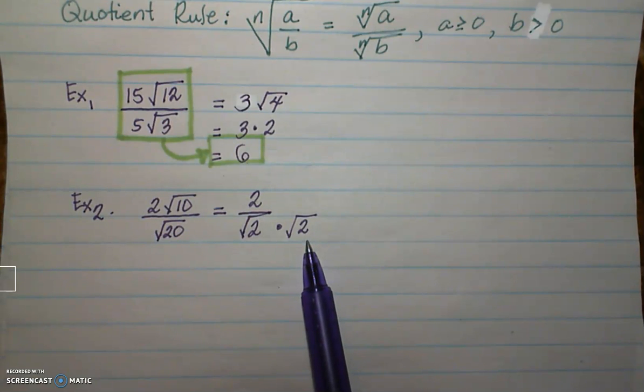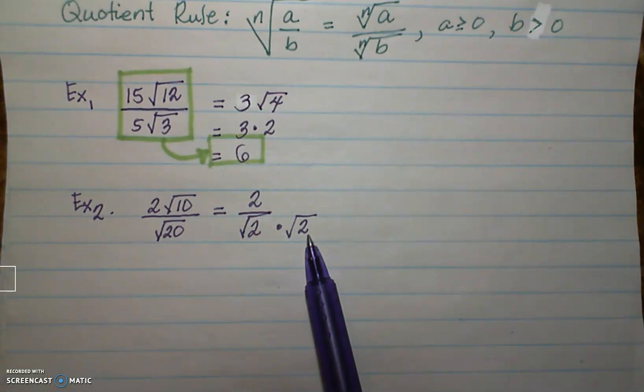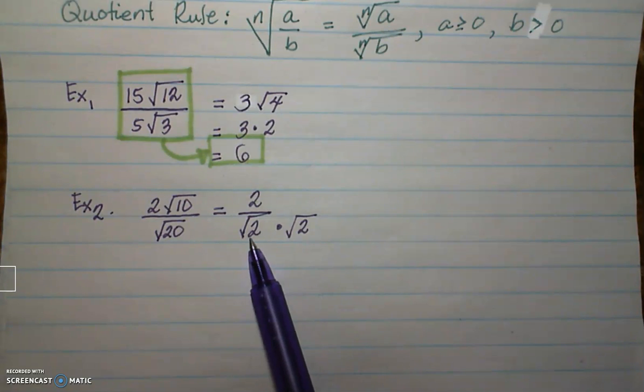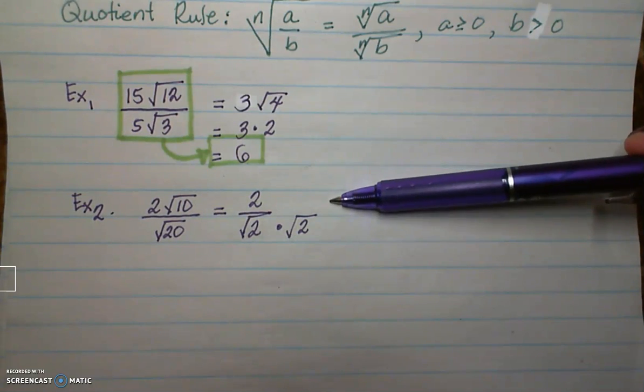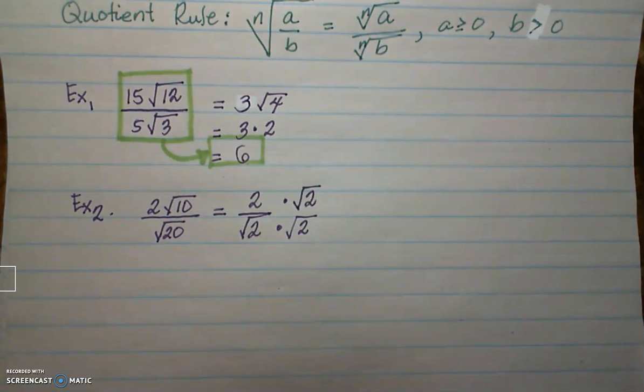The reason why we're doing that is because when we multiply square root of 2 times square root of 2, that becomes square root of 4. And square root of 4 is a perfect square of 2. So there's no more radical the moment you do that. Now, whatever you do below, you have to do on top in order to balance the expression.